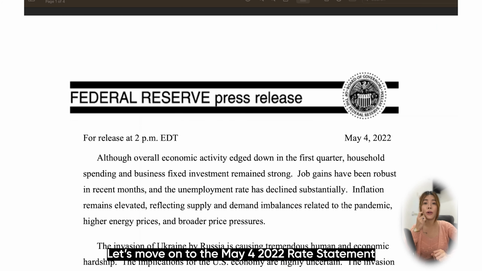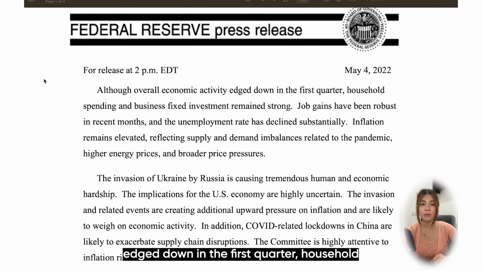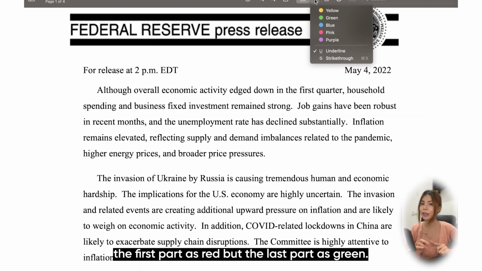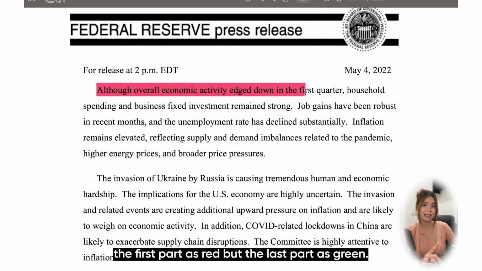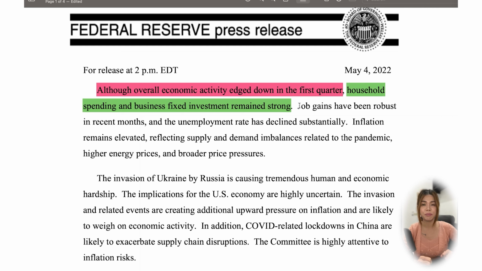On to the May 4, 2022 rate statement. Although overall economic activity edged down in the first quarter, household spending and business fixed investment remained strong. This is painting a mixed signal for the dollar, so I'll highlight the first part as red but the last part as green. Job gains have been robust in recent months, and the unemployment rate has declined substantially. Again, this is a positive thing for the USD, so I will highlight this part green.